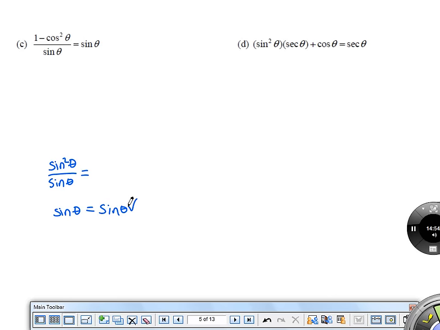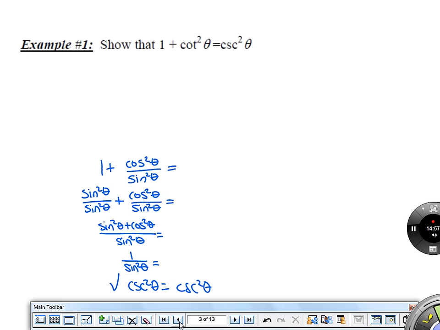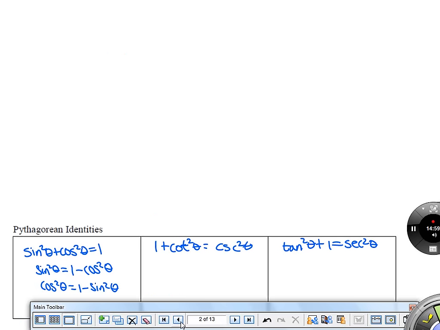From the identity. So if we go back to this identity, it can be manipulated so that sine squared is equal to 1 minus cosine squared.